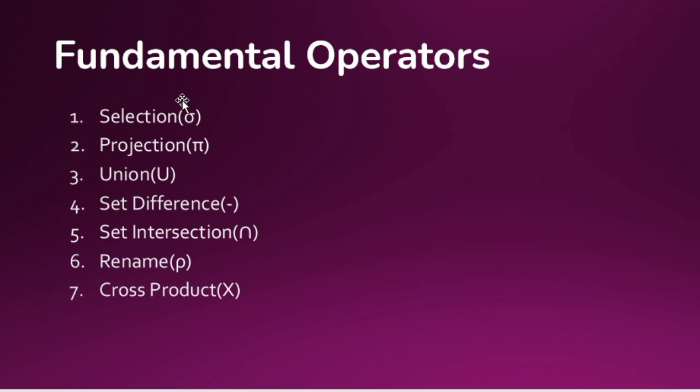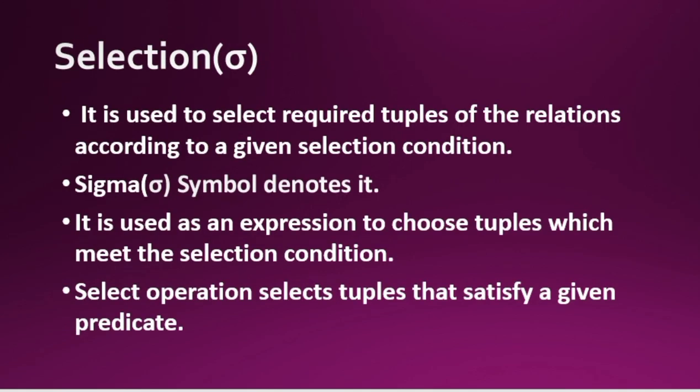Every fundamental operator has a different symbol. Selection has the sigma symbol, projection has the pi symbol, union is the U shape, difference is like a minus, and intersection is the intersection symbol. So these are the different symbols used by these fundamental operators.